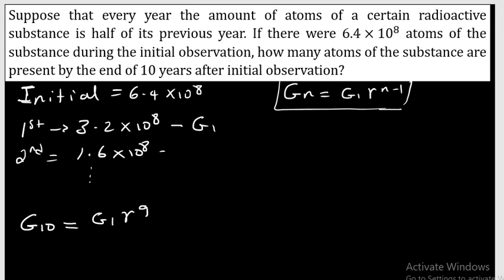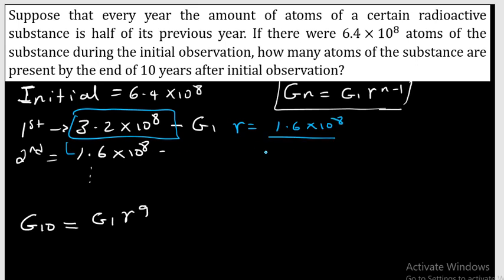Okay, what is G1? The G1 is here at the end of the first year. And what about the common ratio? The common ratio we can get by dividing. When you divide, you will get 1.6 times 10 the power of 8 the whole over 3.2 times 10 the power of 8. This is G2, this is G1. It's geometric because it's reducing by half, it's just half actually. So if you divide, you'll get 1 over 2.